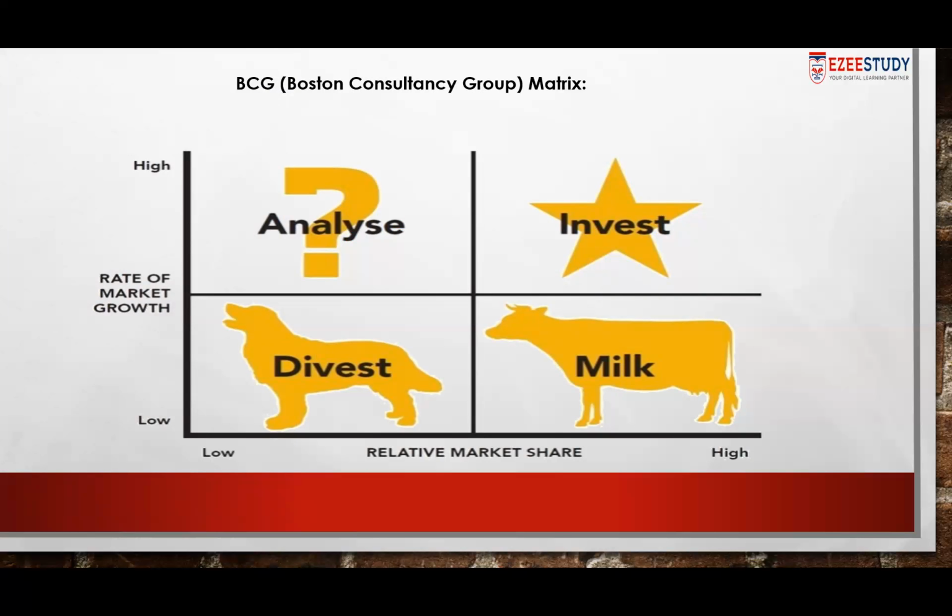Our today's topic is the BCG matrix, which is the Boston Consulting Group matrix. The BCG matrix is basically a very useful tool when it comes to making a particular strategy for a company to succeed. According to the BCG matrix, it's very important to categorize the company's existing product portfolio into 4 categories before a particular strategy could be chosen for a particular product.